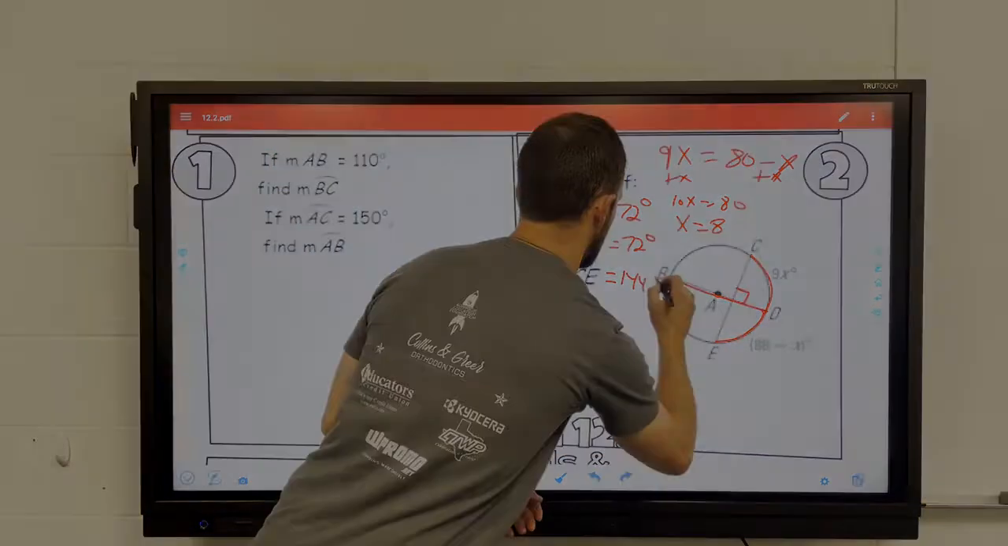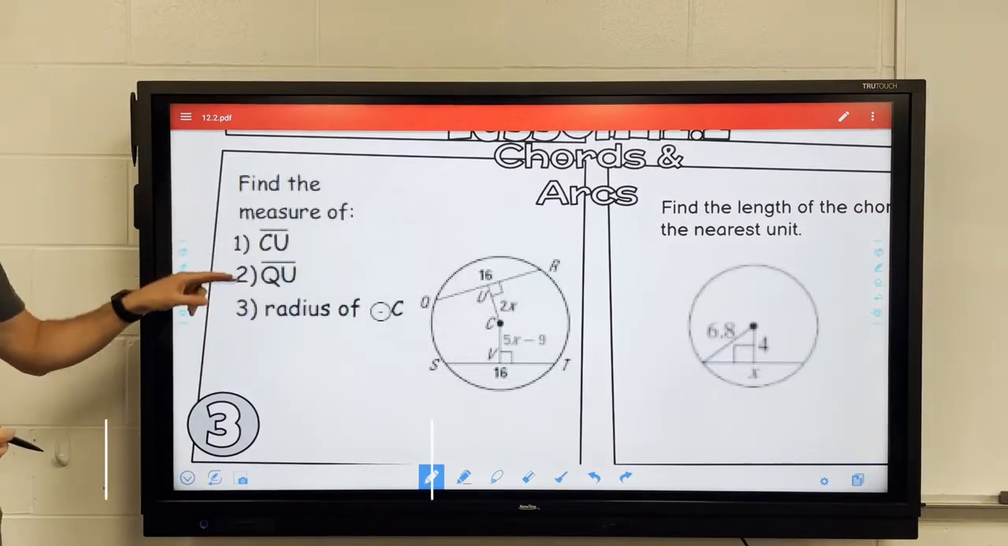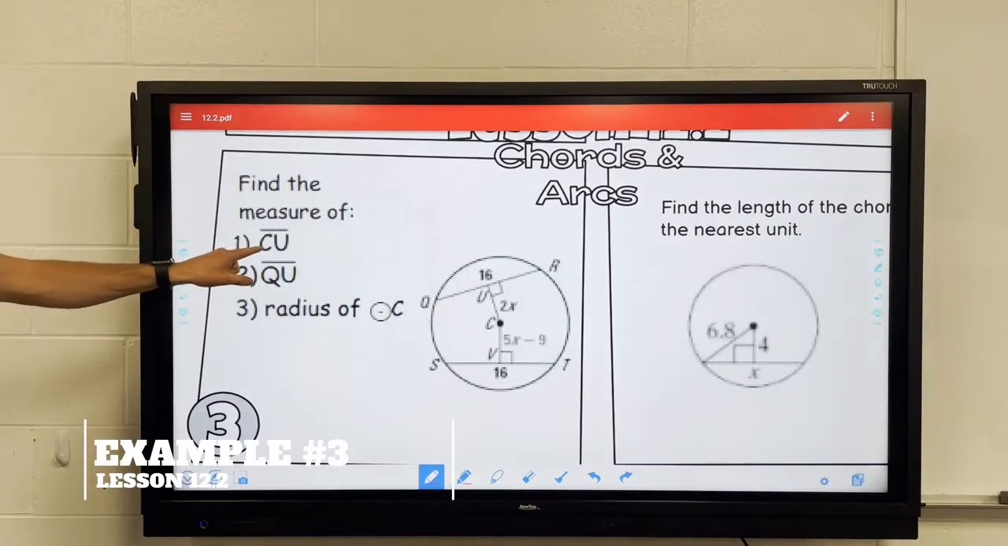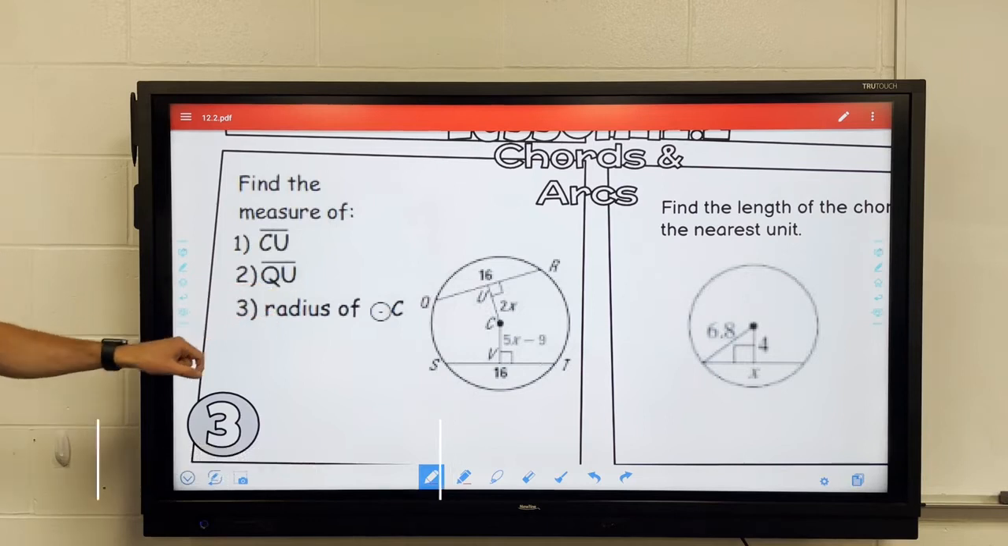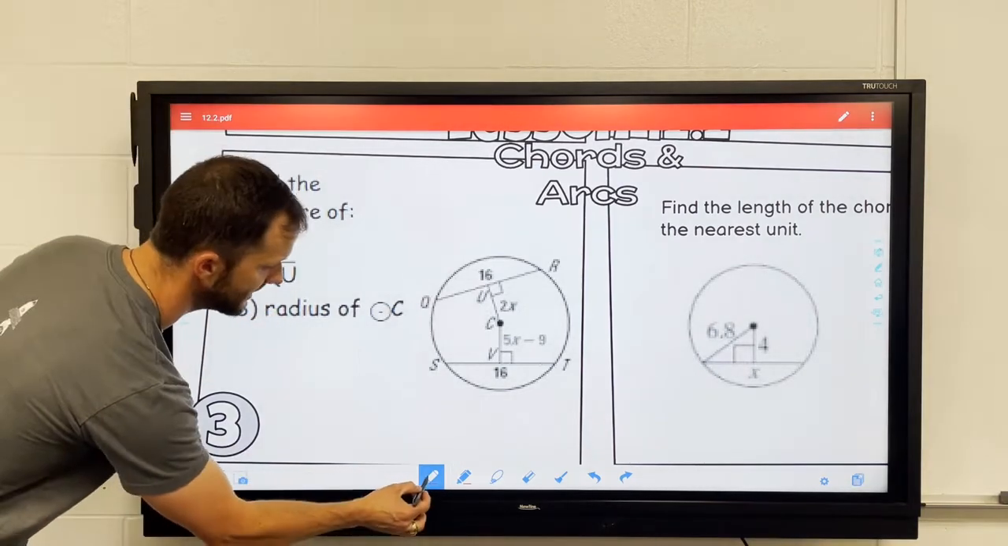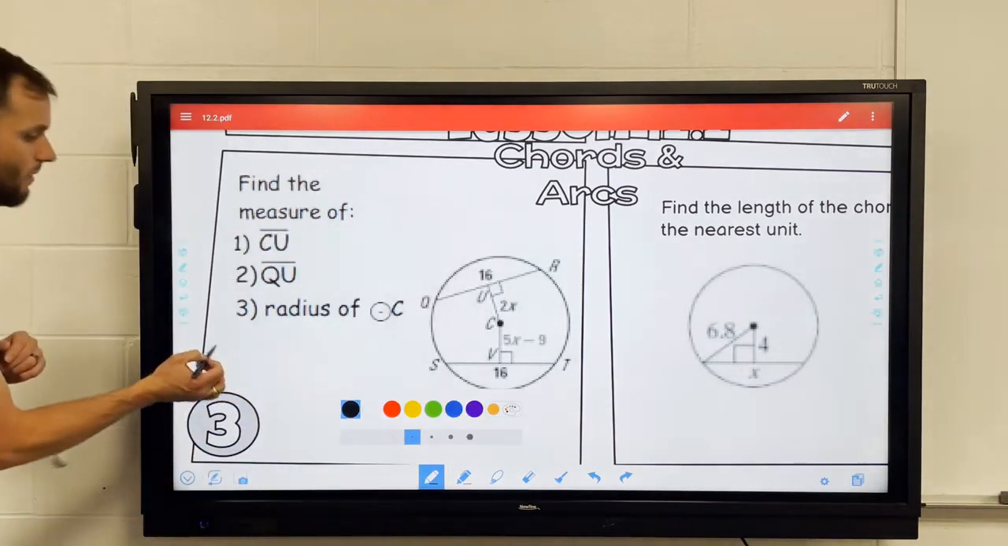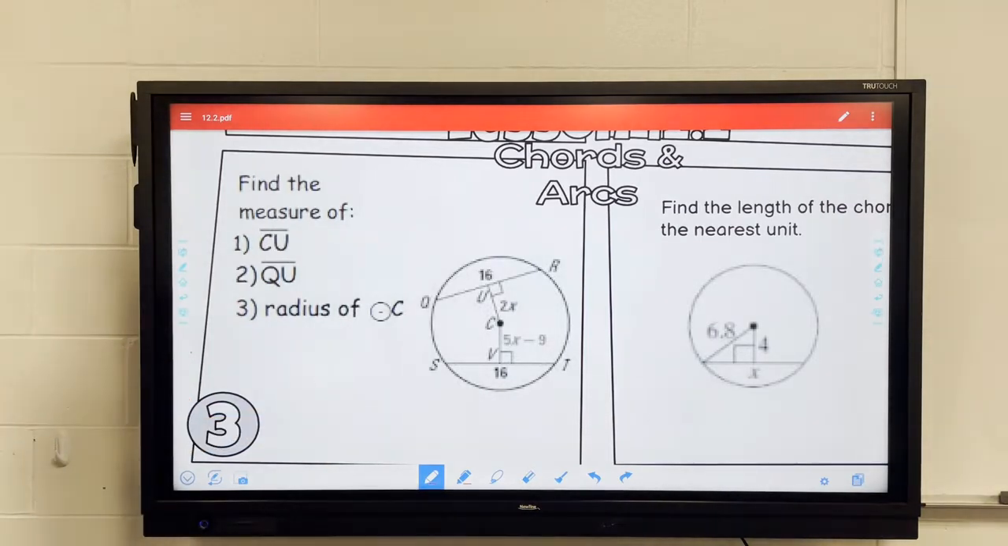So 144. Right now it says we need to find the measure of arc, or it looks like line CU and line QU, and then we need to find the radius of C right now. Okay? So right now, what is something that you notice about the chords?